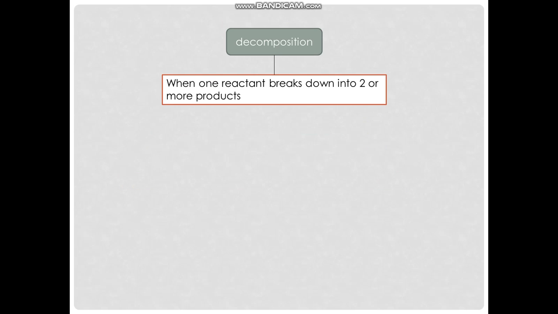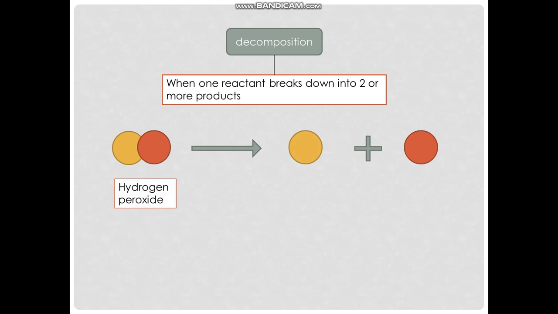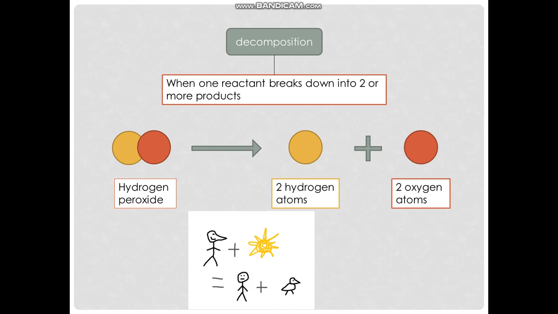Second, there's decomposition, when one reactant breaks down into two or more products. So here's a compound, and it breaks down into two atoms. Here's an example. There's hydrogen peroxide, and it breaks down into two hydrogen atoms and two oxygen atoms. And here's a different example.